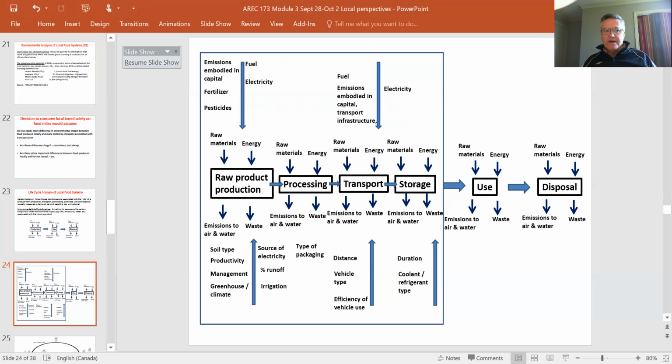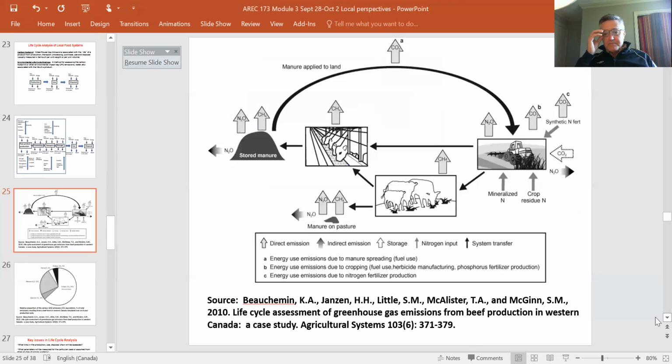So if we thought about almonds produced in a certain production system in Washington State compared to almonds produced in a different production system in Greece, we would consider all of these different ways the product got to the supermarket shelf. But once it's on the supermarket shelf, we might safely assume that the use and disposal of those almonds will have similar effects. So that's one of the decisions you have to make with life cycle analysis.